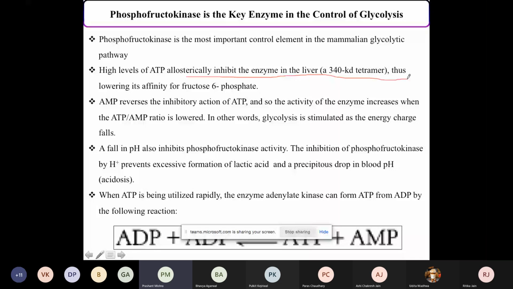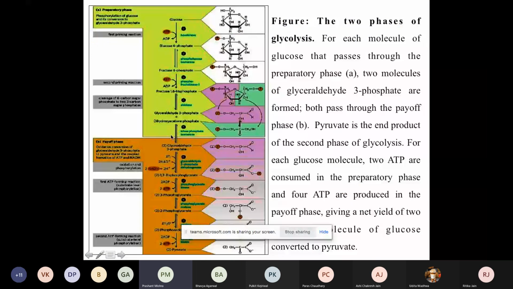You don't require energy. And remember, till fructose 1,6-bisphosphate, no energy is formed. Up to this step, only energy is being consumed. I will go back to the first slide and try to show it to you. Here, this is the one I'm talking about: this enzyme, phosphofructokinase. Once it converts to fructose 1,6-bisphosphate, the reaction becomes committed. So this phosphofructokinase is the one which is tightly controlled.